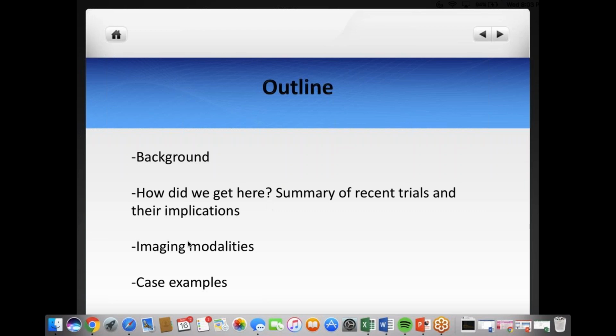Then I'll go through each one of the imaging modalities that we're currently using. And then I'll go through some case examples, focusing on the importance of these imaging modalities and how in each case we can use different modalities to work our way into understanding what is going on with every specific patient.